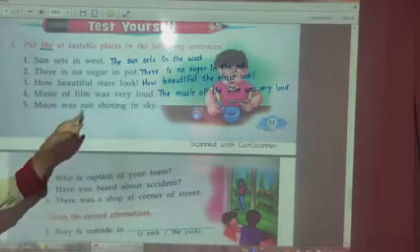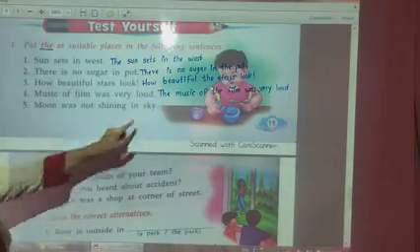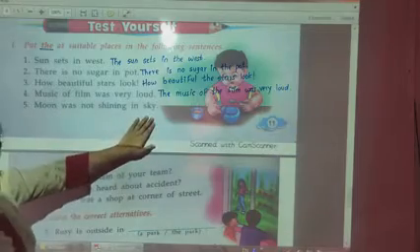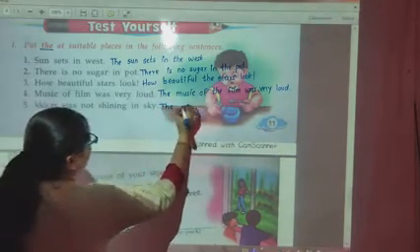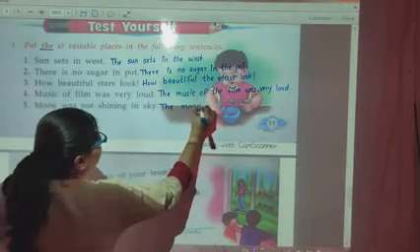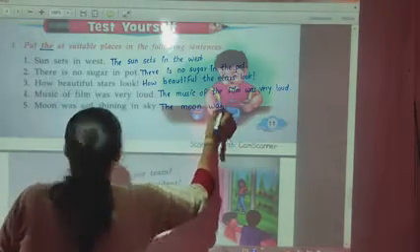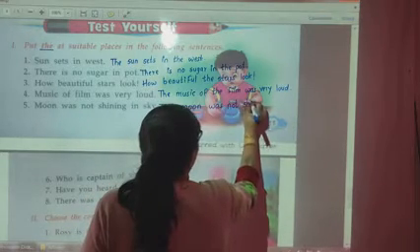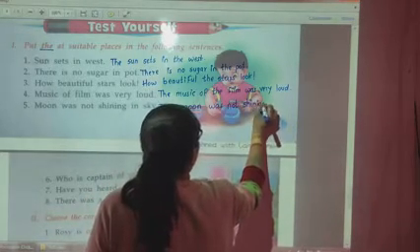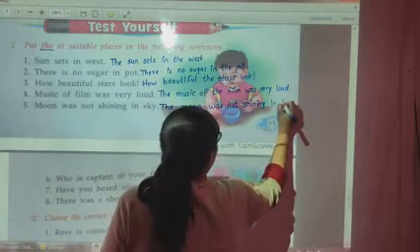Moon was not shining in sky. Moon and sky, unique things. So, the moon was not shining in the sky.